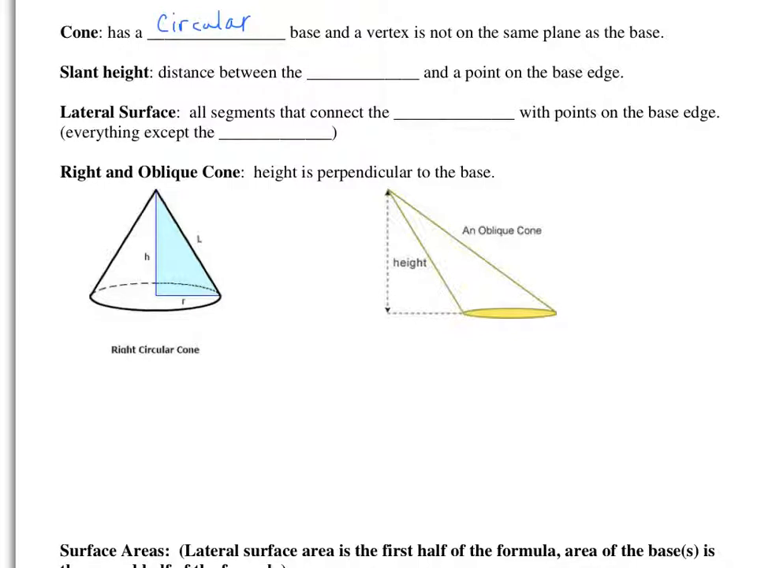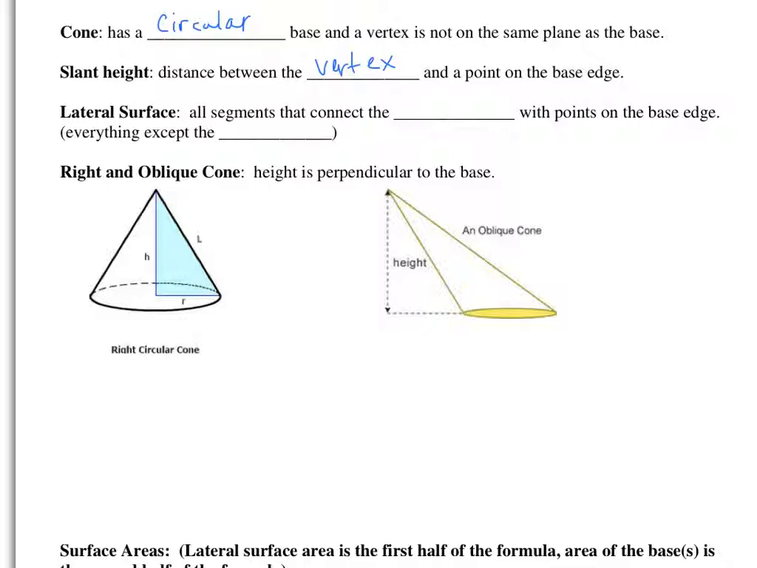Next is our slant height, the distance between the vertex and a point on the base edge. So if you remember from our pyramid, it was the height of the triangle along the edge. We don't really have a lateral edge on a cone just because it is circular around the outside of it. So it's really just the slanted part. So a cone's a little more obvious of where the slant height is going to be. So that's my little l right there.